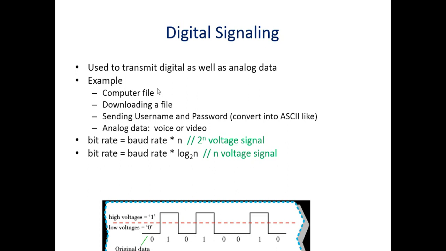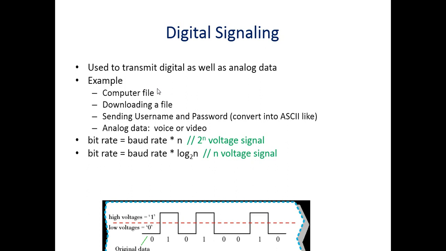It is used to transmit digital data as well as analog data using digital signaling. So digital signaling is used for both cases. If you have analog data like audio data, or some computer file format or MP3 data which is in the form of 1 and 0, and you still want to transfer analog as well as digital data using digital signaling, then it is used.